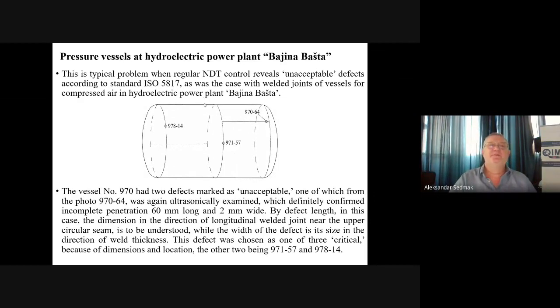This one is more than 20 years old. It all started back in 1998. It is a typical problem, as I explained in the introduction. Regular NDT control revealed unacceptable defects. It was quite a surprise for the owner of the pressure vessel, actually 8 of them. There are 8 vessels like this.